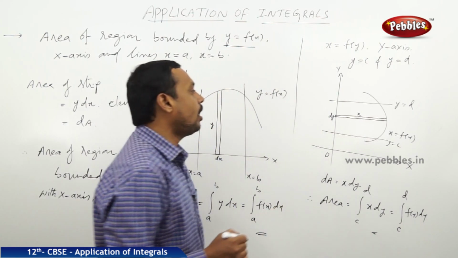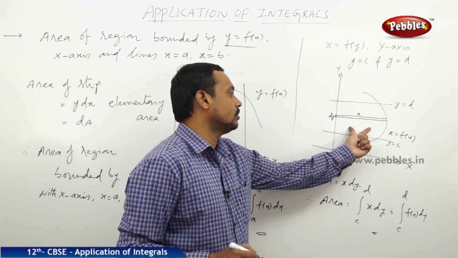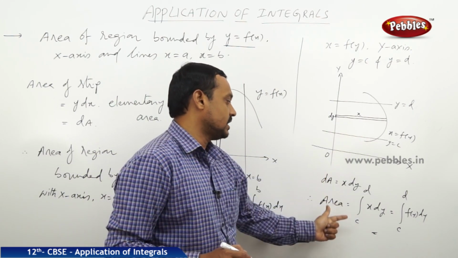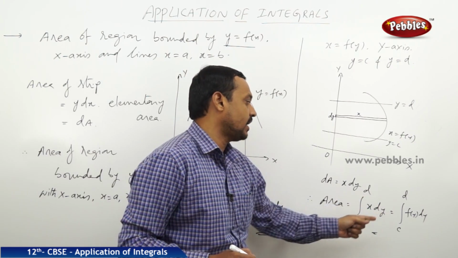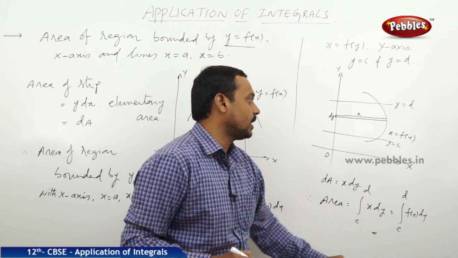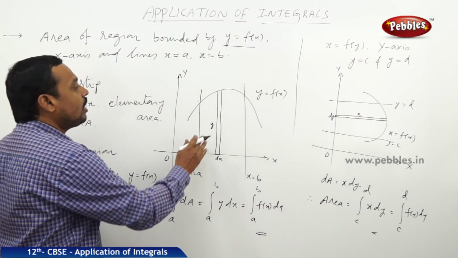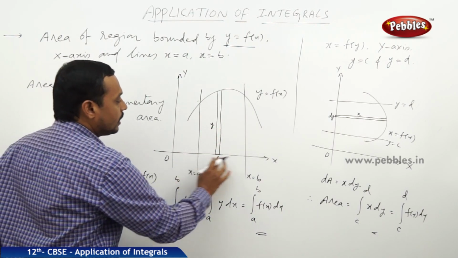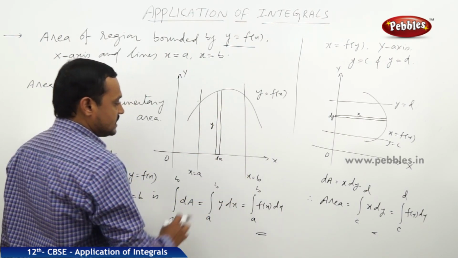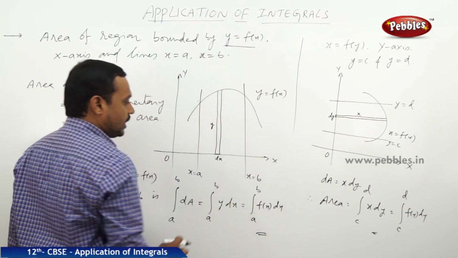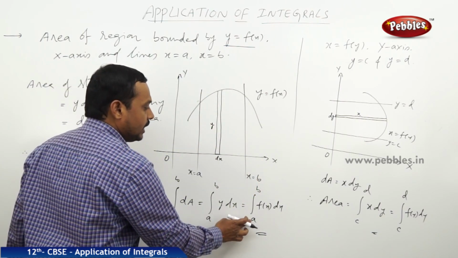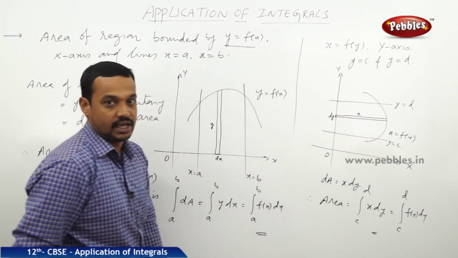Therefore, the area of the region bounded by the curve with respect to y-axis is integral c to d x dy, or integral c to d f of y dy, and the area of the region bounded by the curve with x-axis between the limits x is equal to a and x is equal to b is given by integral a to b f of x dx.